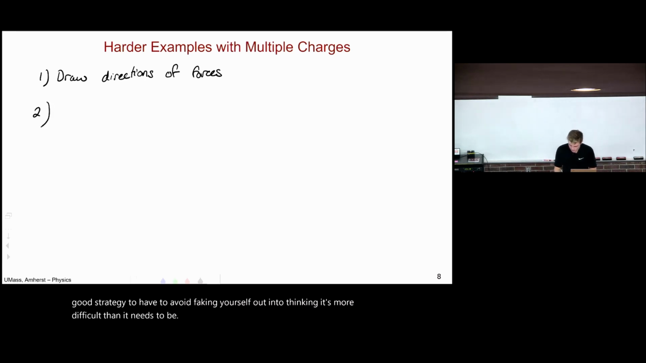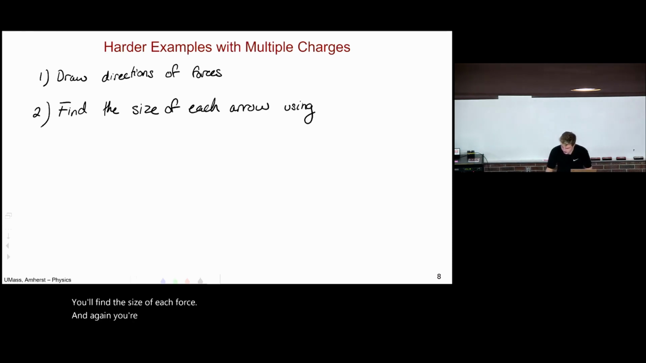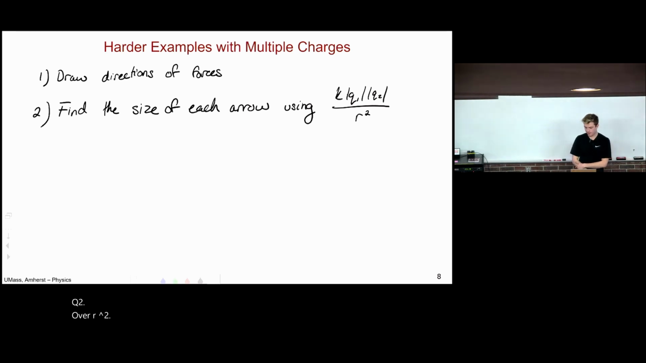Afterwards, you'll find the size of each force. And again, you're going to do that using k q1 q2 over r squared. You'll compute that number and then write it next to the arrow.